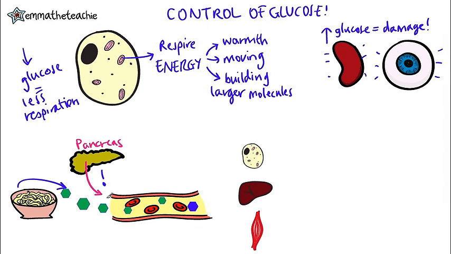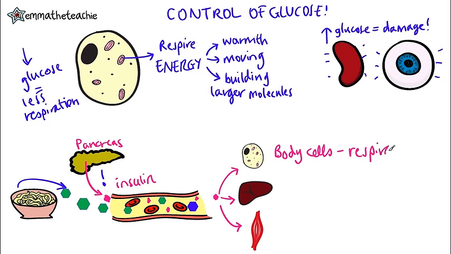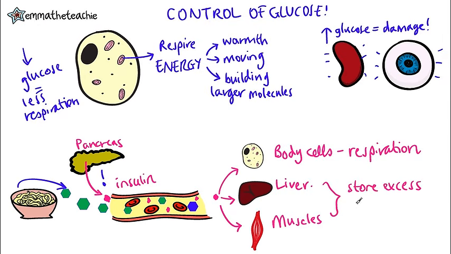If the blood glucose levels are too high, it will release a hormone called insulin, which also then travels in the bloodstream. It allows glucose to move out of the blood and into our cells, where it is used for respiration. If there is excess glucose that is not used, it is stored as glycogen in both the liver and the muscles. This glycogen is insoluble, which means it doesn't dissolve, so it can be stored. This restores the blood glucose levels back to normal.